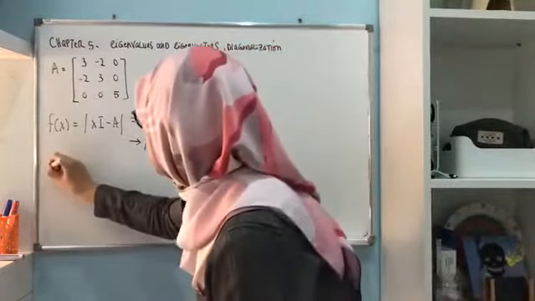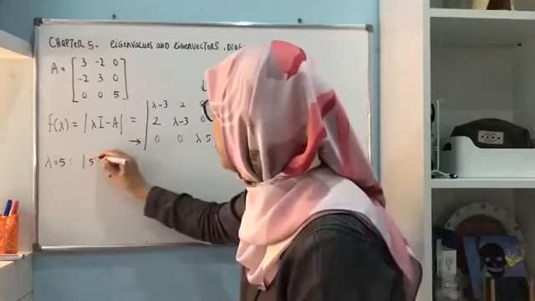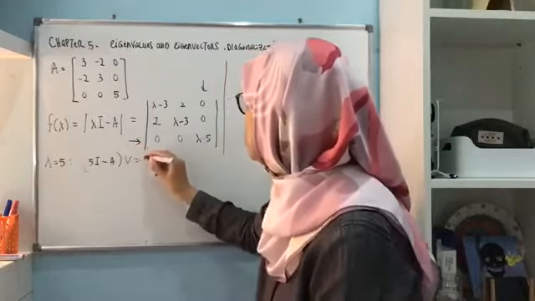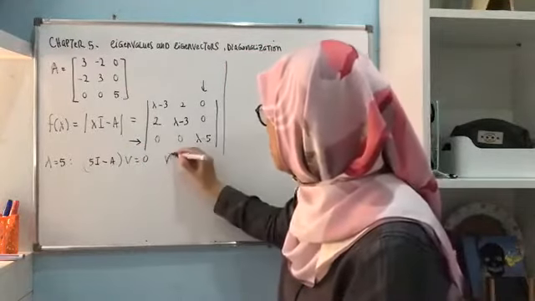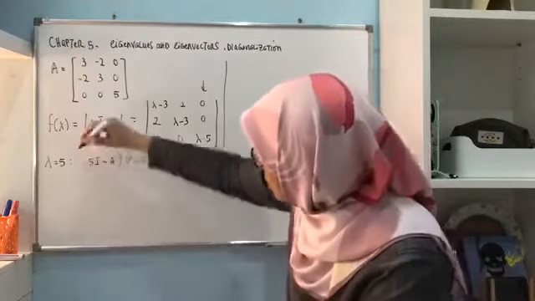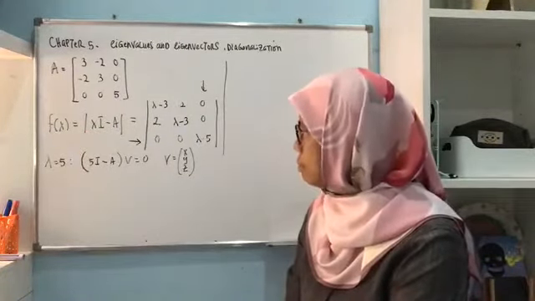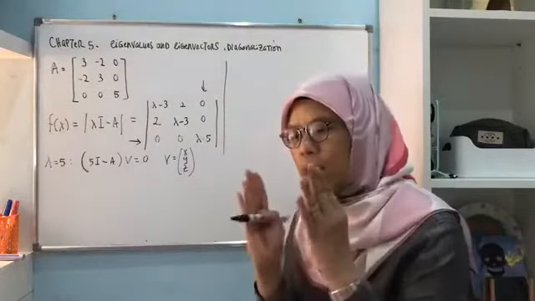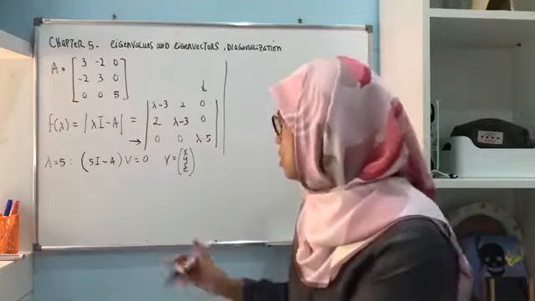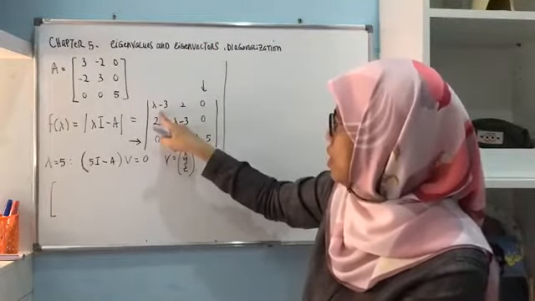So when lambda equals 5, you have 5I minus A times V equals 0. Right? So let V equal x, y, z. This is a matrix. This is solving a matrix. And by solving this for V, that is how we get the matrix reduced. So now our matrix, just put lambda equals 5 here.